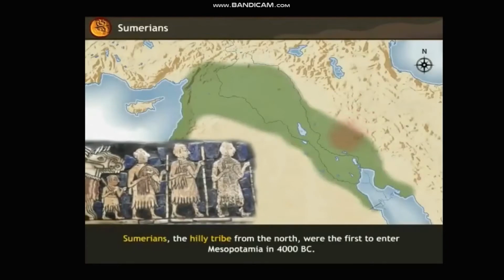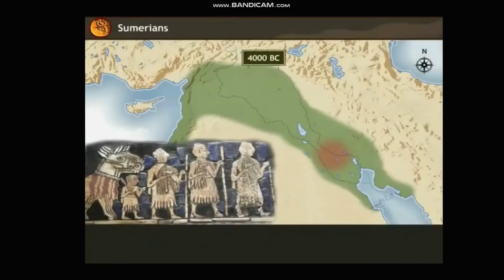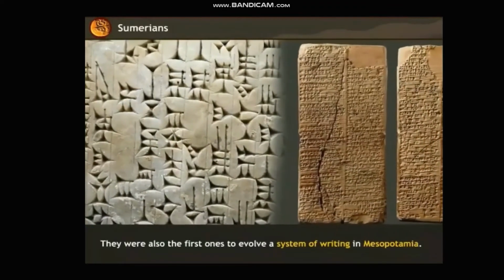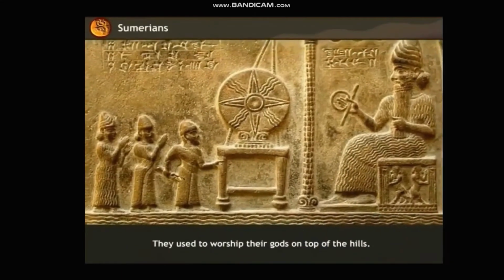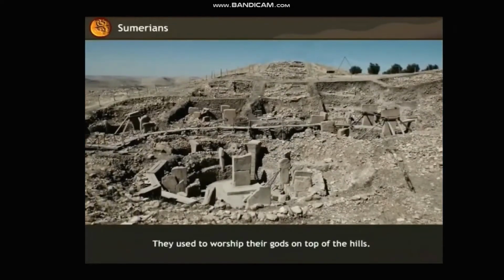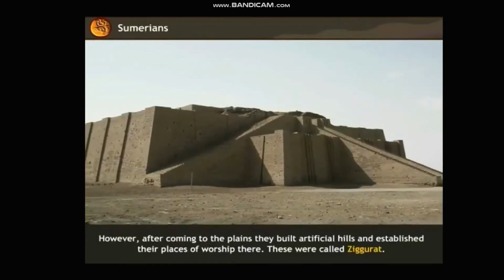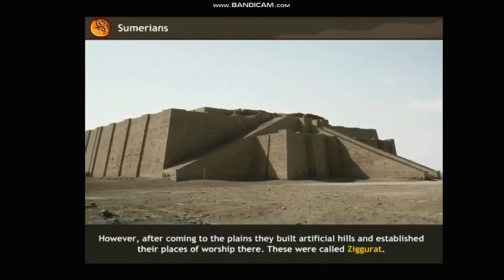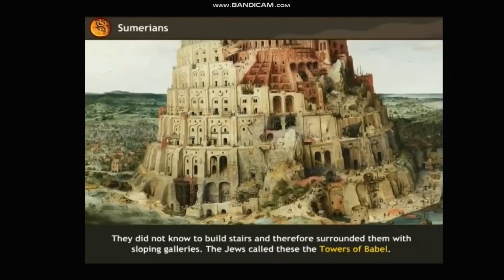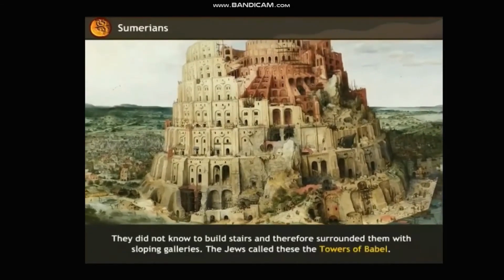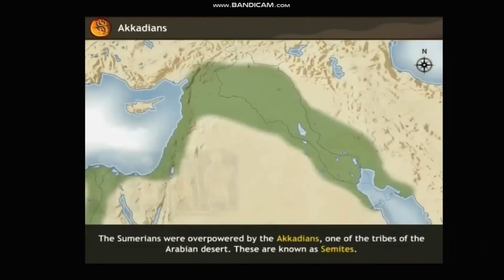Sumerians, the hilly tribe from the north, were the first to enter Mesopotamia in 4000 BC. They were also the first ones to evolve a system of writing in Mesopotamia. They used to worship their gods on top of the hills. However, after coming to the plains, they built artificial hills and established their places of worship there. These were called ziggurat. They did not know to build stairs and therefore surrounded them with sloping galleries. The Jews called these the Towers of Babel.